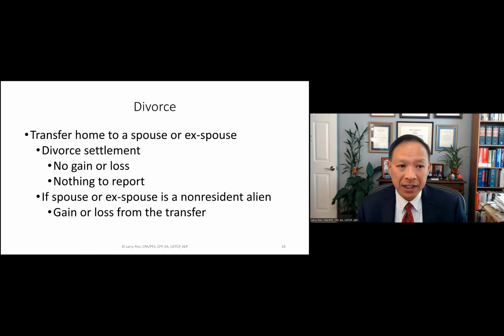In the case of a divorce, if you transfer the house to a spouse or an ex-spouse, it's part of the divorce settlement, the property settlement. In that case, there's no gain or loss at the time that occurs. So whoever's getting the house doesn't have to pay any capital gains tax, and there's nothing to report. There's carryover basis and all those sorts of things. But later on, there's some other considerations when the house gets sold later as a single person. And there's some other rules for divorced couples when they still own the house together. If the spouse or ex-spouse is a non-resident alien, there could be a gain or a loss from this transfer.